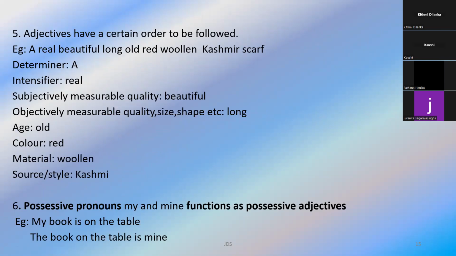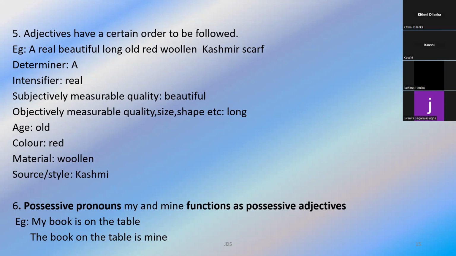Look at the next point. The order of adjectives. When there is more than one adjective found in a sentence, there should be a standard order. Those adjectives should be put in a standard order, right? So first, the determiner should be written, and then comes the intensifier, or maybe the opinion.